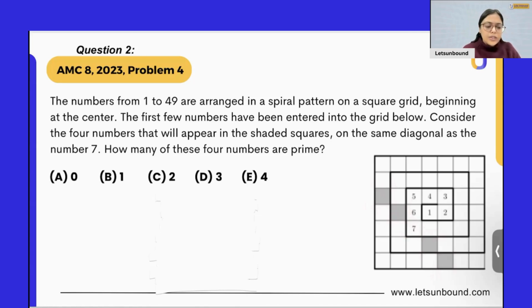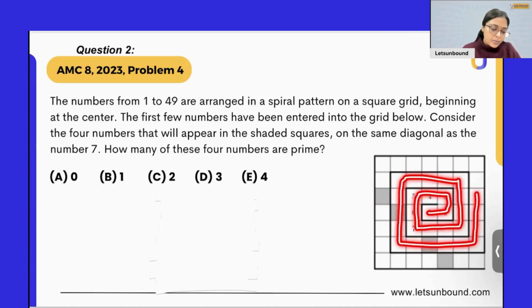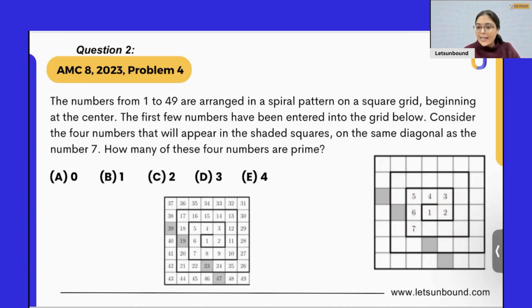Now, we need to just simply label the numbers from 1 to 49 and you can see how the spiral is moving. Can you see? So like the spiral is moving, just enter the numbers. Can you do this simple task? Yes, so while you do that and you check, you're going to get the grid like this. Okay, and do you see the numbers on the shaded square?